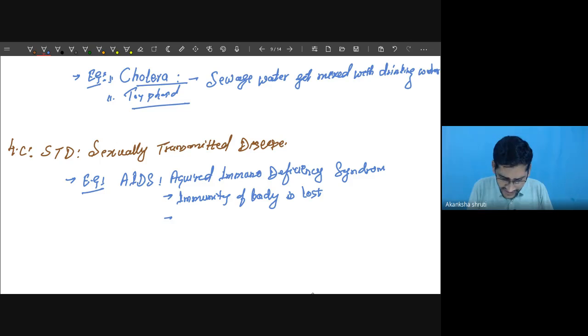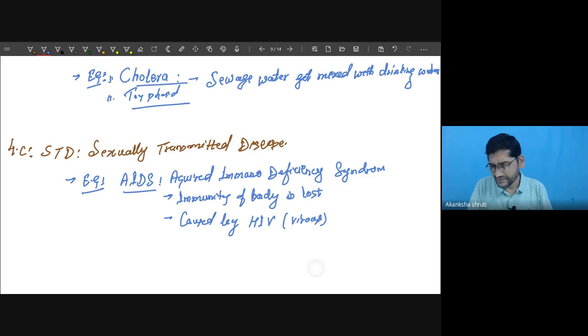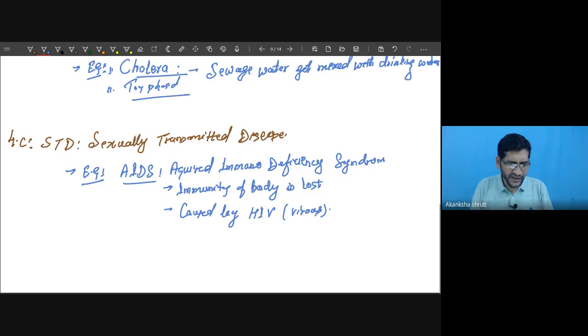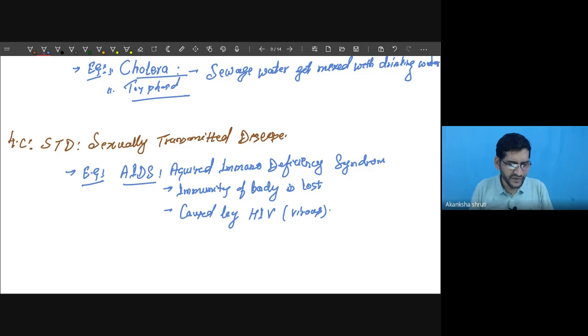So this AIDS is carried by a virus. So this is caused by HIV, a virus. So what is the full form of this?